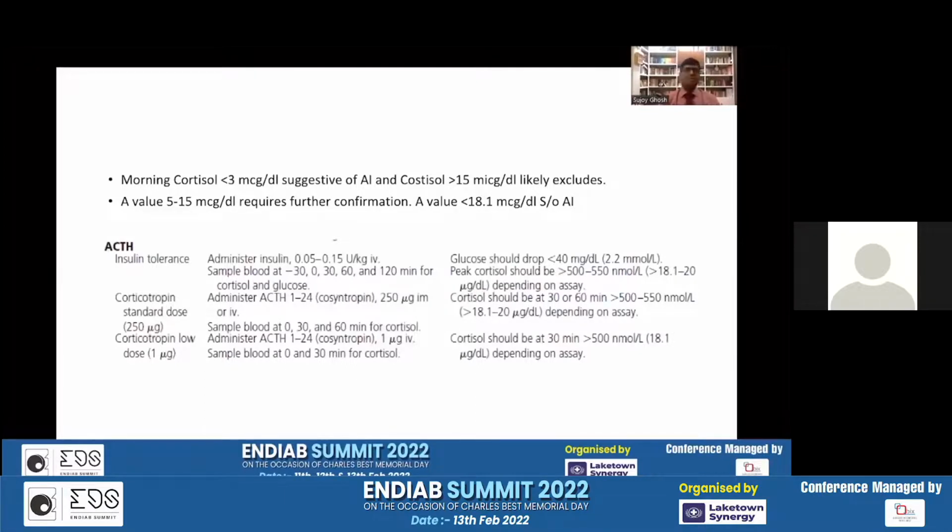So if someone has cortisol levels less than 3 microgram per deciliter, then it's possible that this individual has central cortisol deficiency, whereas a value more than 15 often excludes it, and a value in between will need other tests and clinical circumstances to tell us whether this is actually adrenal insufficiency.